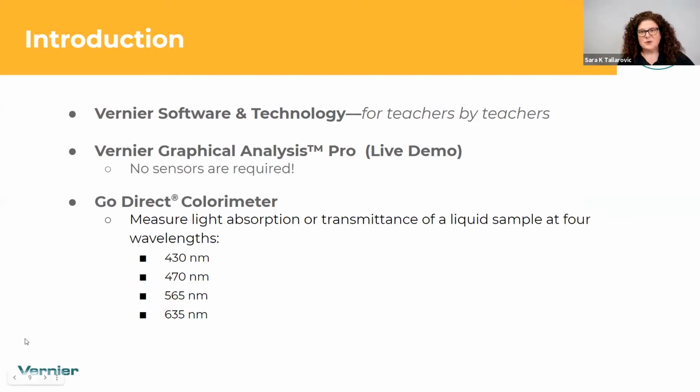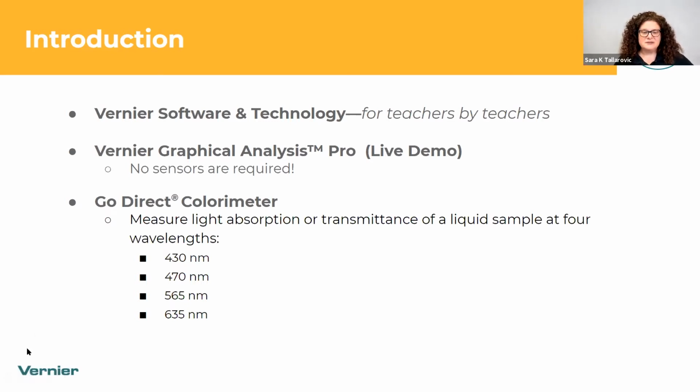So we've used this equipment for many years, and we try to design experiments that we think students and faculty will really enjoy. So we're going to use Vernier Graphical Analysis Pro for this demo, and we're going to actually do the measurements live. I mentioned we're going to use the GoDirect colorimeter. I should mention that you can do this lab with a spectrometer. You would just use a different piece of software, which is called Spectral Analysis. We'll talk about that towards the end. We'll revisit that using a spectrometer. But for today, we're going to use Graphical Analysis Pro with the colorimeter.